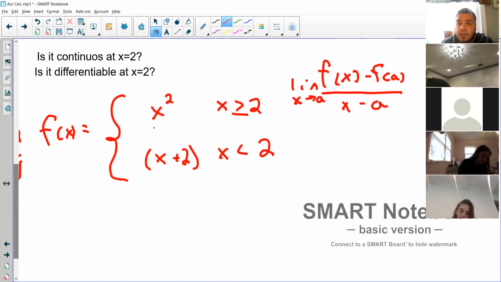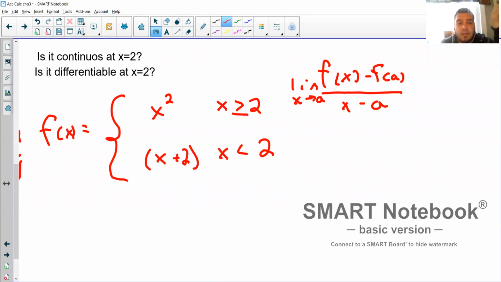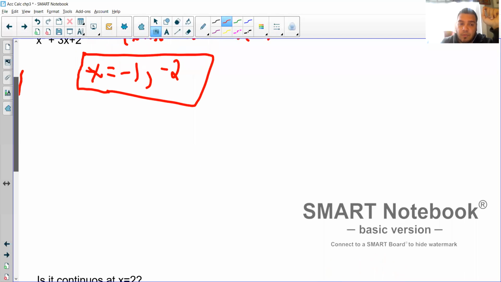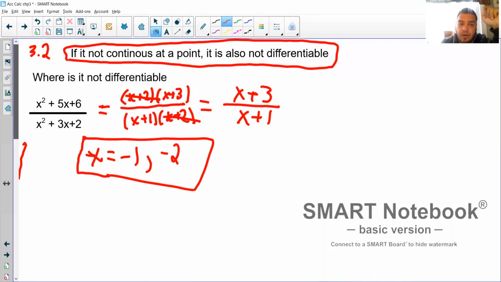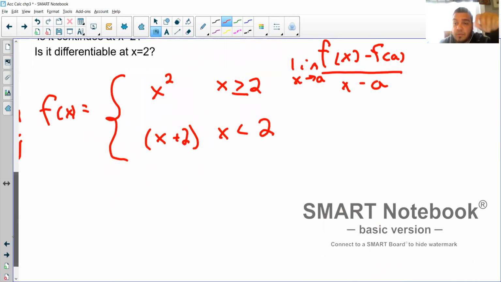So let's do this one. Is x continuous at x equals 2, and is it differentiable at x equals 2? For the guys who are joining in a little late, what's happening is that if we know at this point it is not continuous, then we also know it's not differentiable. But it's a very important thing: it could be continuous, but not differentiable. So we're going to see in this one an example of that.